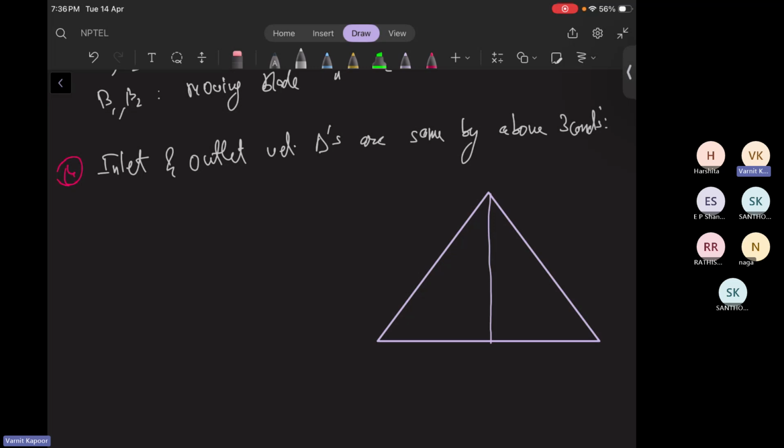Let me make the triangle again. This is your absolute velocity V1. This is VW1. This is VF1. This is VR1. This whole is U1.